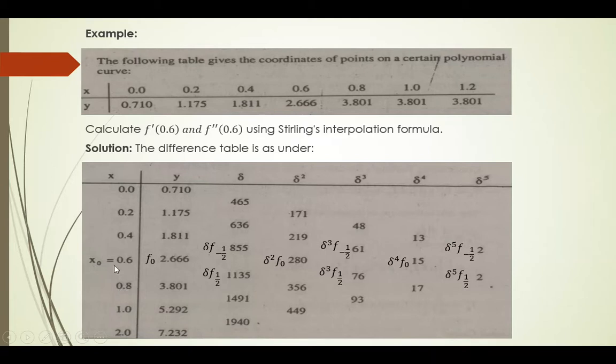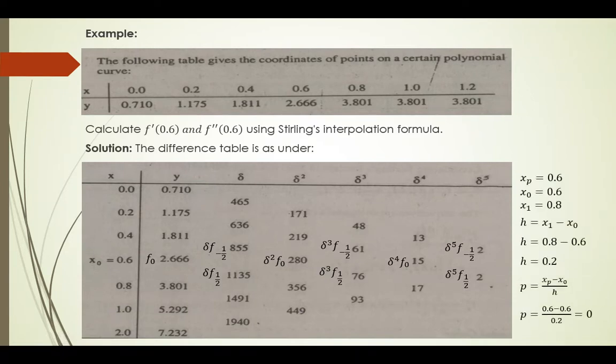So that is x1. In front of x0 there is f0, and above this f0, this is first difference of f minus 1 by 2, and below this f0, this is first difference of f1 by 2. Secondly, this is the second difference of f0, which is in front of f0, and above this is the third difference of f minus 1 by 2 and third difference of f1 by 2. Again, this is the fourth difference of f0, and above this is the fifth difference of f minus 1 by 2, and this is the fifth difference of f1 by 2. So that is the table.